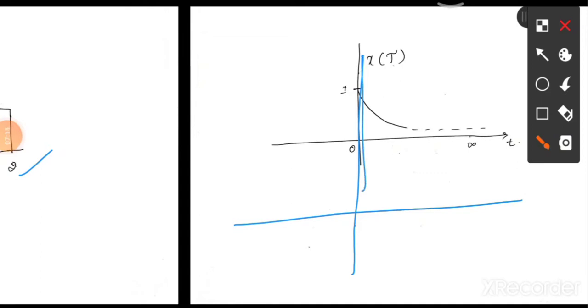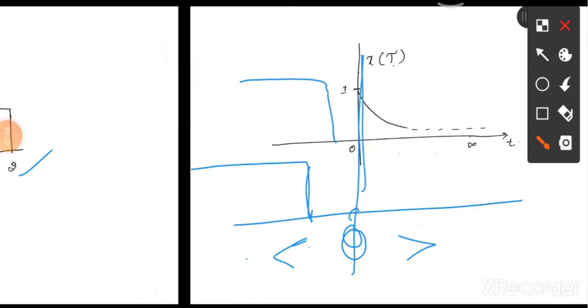You have to check the overlap. I'll place it here. It should be less than 0. Less than 0 means this is 0, and this is your greater than 0 side. So for less than 0, I'll place this signal here. You can multiply or check the overlapping. If you place this signal on this side, there is no overlap at all.